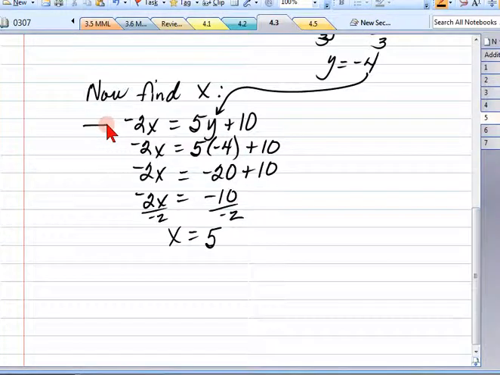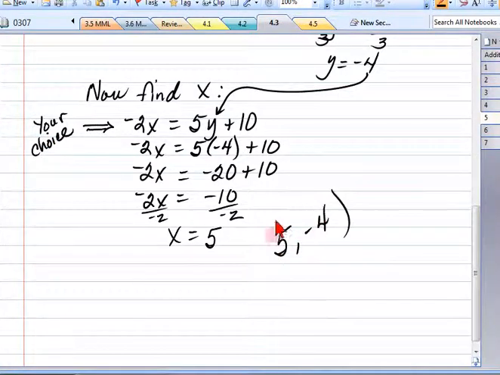Remember, this equation right here is your choice. It's your choice. And yes, the answer is 5, negative 4. It is 5, negative 4.